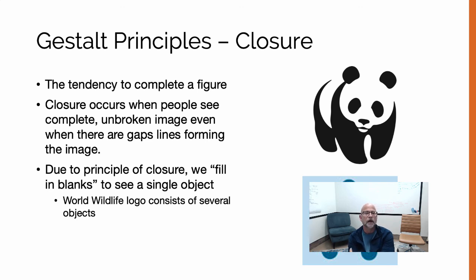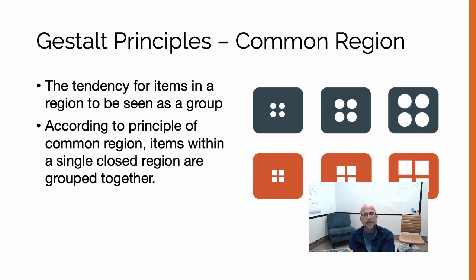The World Wildlife Federation panda on our right-hand side is a great example of that. And things that are placed in a common region tend to be seen as related. So basically it's easy to group things just by putting a little border around them, and then you think of them as part of the same whole. You'll find that grouping like this, that is common region, as well as proximity, are two of the strongest things to display that things belong together.